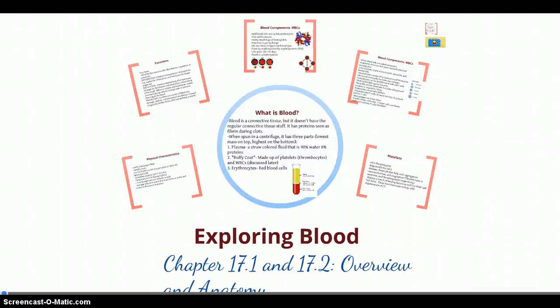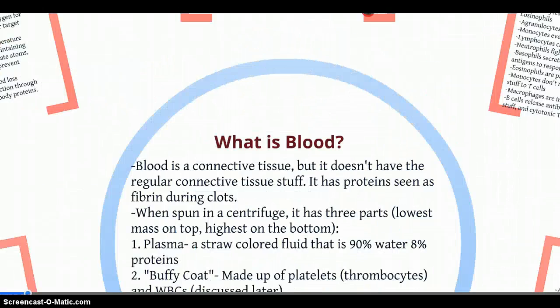Hey everyone, so we'll be exploring blood today. It's chapter 17.1 and 17.2, so we're just going to be overviewing what it is and its components. So let's start. What is blood?